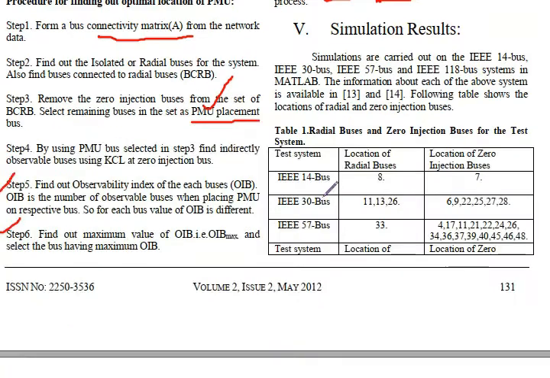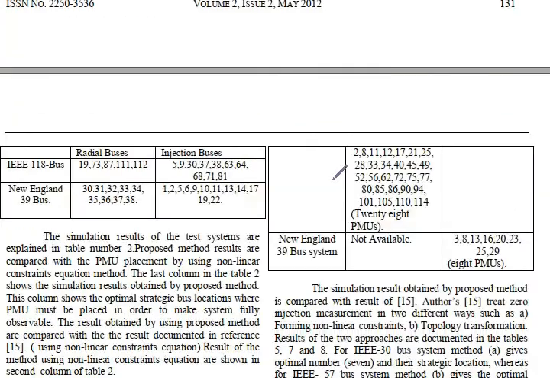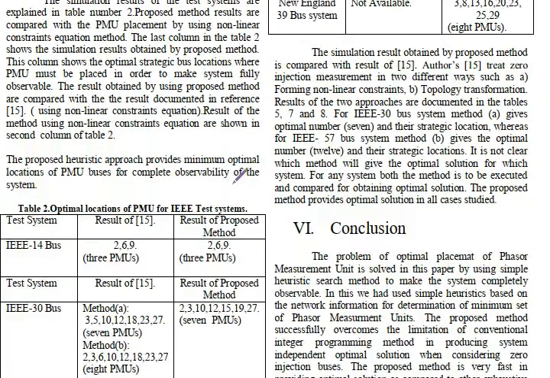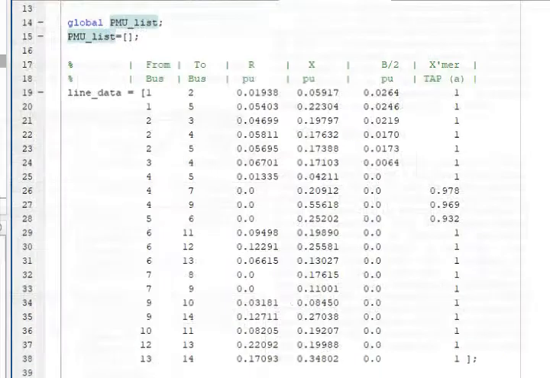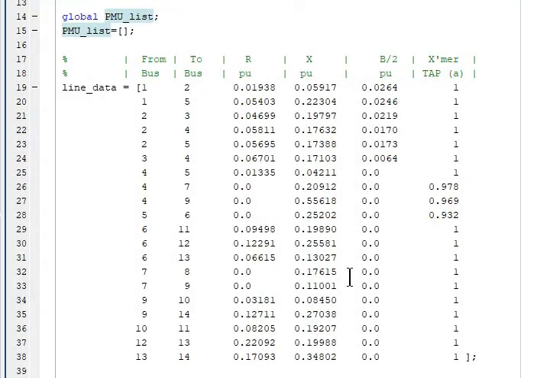So here are the simulations: for the IEEE 14 bus system, what are the minimum possible PMUs that can be placed. Similarly for the 30 bus system and the 57 bus system. So let's move toward the MATLAB code. So here is the MATLAB code for the IEEE 14 bus system, including considering the zero injection buses.